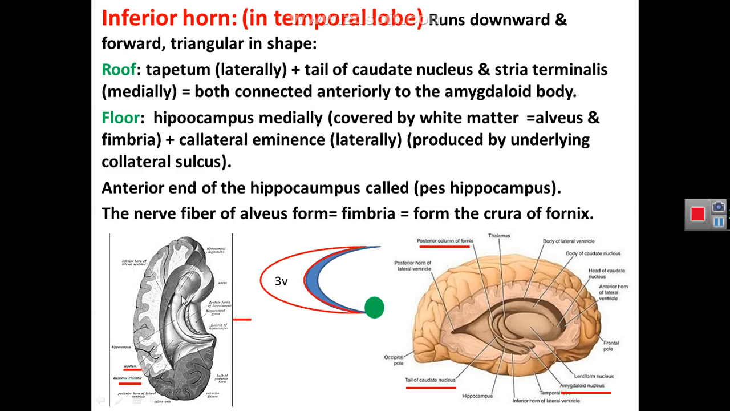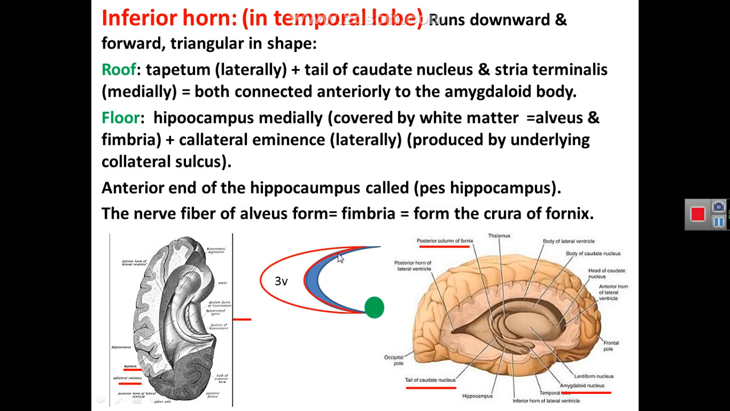It is covered by a white matter which is called alveolus, and the white matter covering the hippocampus will be collected medially to form the fimbria of the hippocampus. So the floor is formed medially by the hippocampus. Laterally, the floor is formed by the collateral eminence produced by the underlying collateral sulcus.